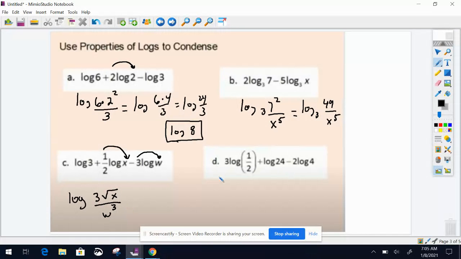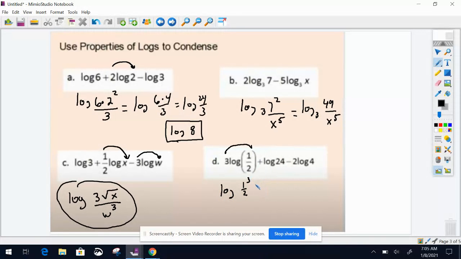Okay, now take a look. Notice the difference between this example. That would be it. Done here. Look at the difference here. This was a 1/2 in front, which meant a square root. Okay, this is just the number 1/2. So this is going to be 1/2 to the 3rd power. So this 3 goes here. So I've got log of 1/2 to the 3rd power.